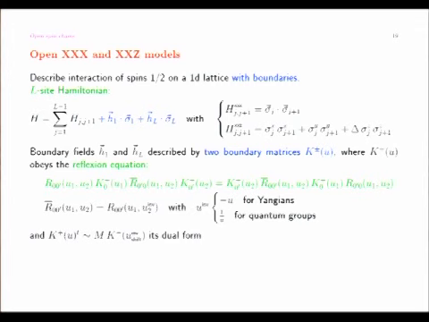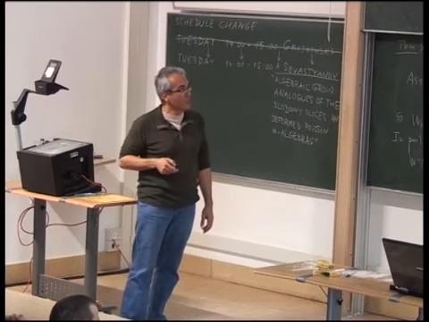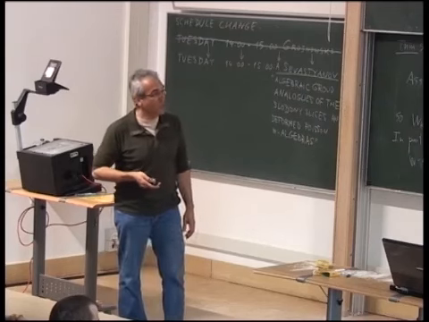And this is for the first boundary matrix, and the second boundary matrix obeys the same kind of relation, which you can deduce using this relation. In fact, K plus is not forced to be equal to that, but it must obey the same relation as you deduce from this relation and this reflection equation. So it's a dual reflection equation.